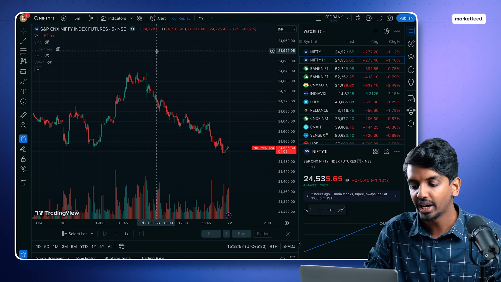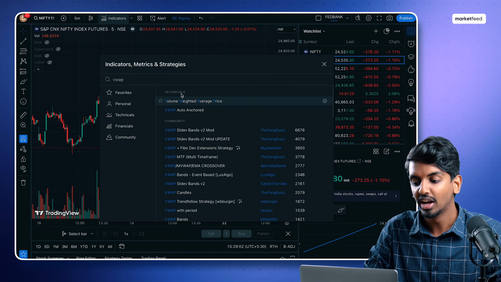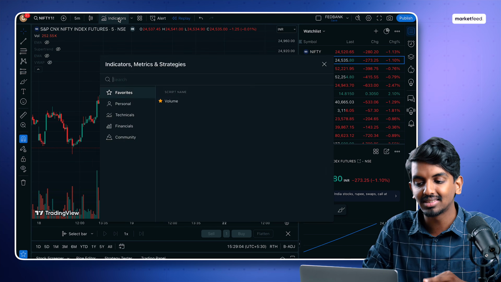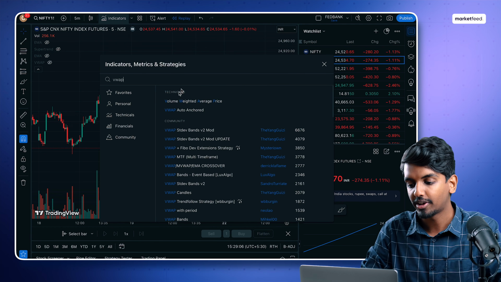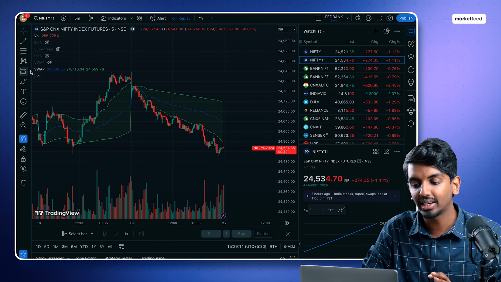So I'm opening up the Nifty futures chart here and you can see that this is the chart for the day, right? And what would we do? We would come here and we want to add the VWAP indicator. So you can go to the indicators tab here and you can search VWAP, right? And volume weighted average price, that is the indicator that will come up. You can add that into the chart here.